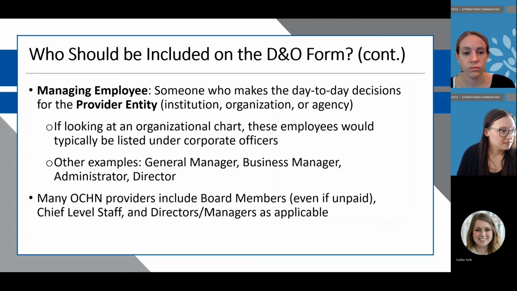Continuing with the definitions, a managing employee is someone who makes the day-to-day decisions for the provider entity. So this would be, if you're looking at an organizational chart, these employees would typically be listed under the corporate officers. So some job title examples could be general manager, business manager, administrator, director. And many OCHN providers include board members as well, even if they are unpaid. We include chief level staff, and directors, managers are also applicable.